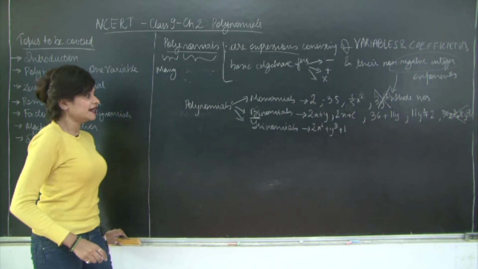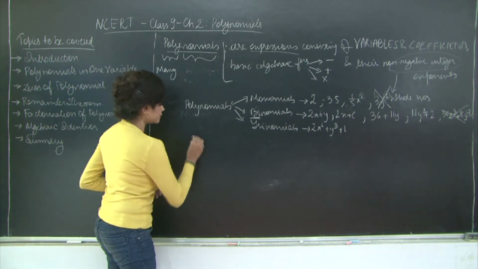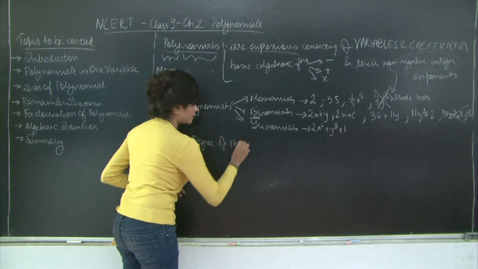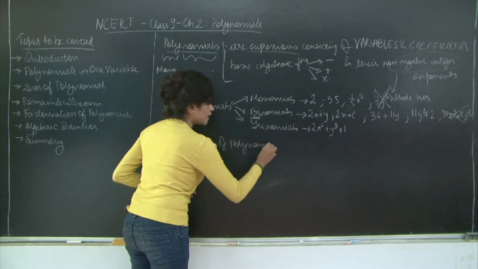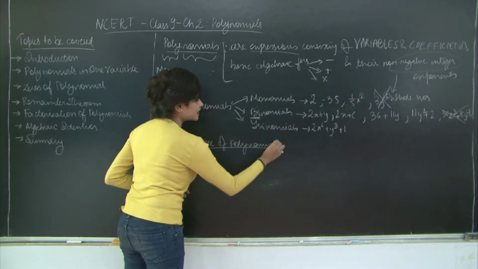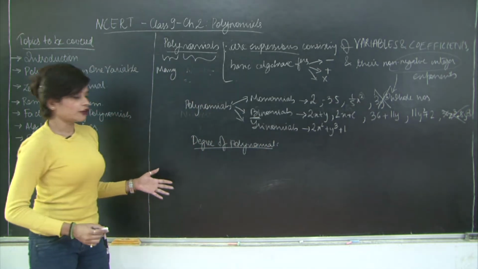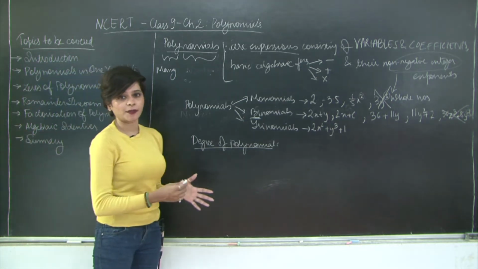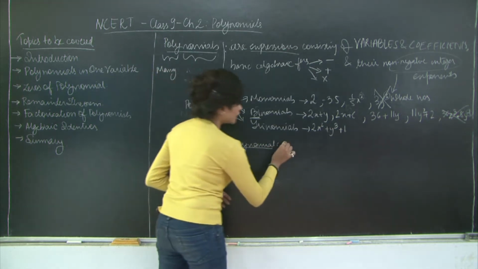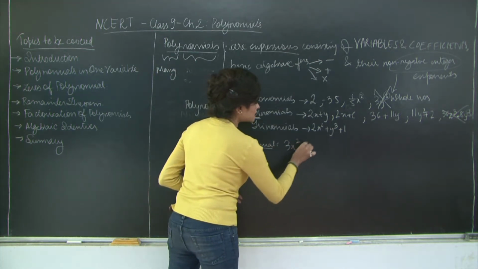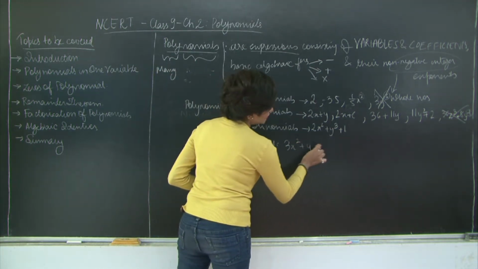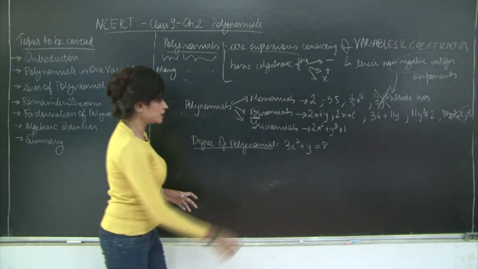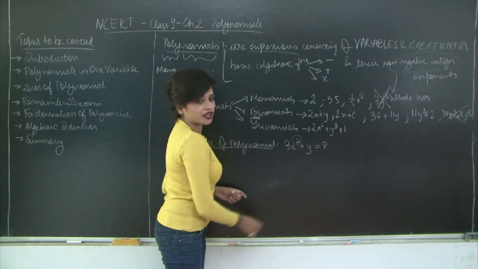Let's learn about the degree of a polynomial. The degree of a polynomial is the degree of the highest power of the variable in your polynomial. So if I write 3x square plus y is equal to 8 out here, what do you think is the degree of this equation? It is 2.